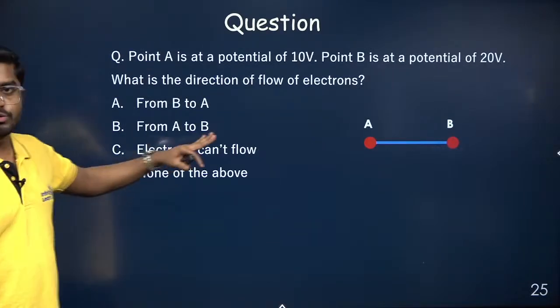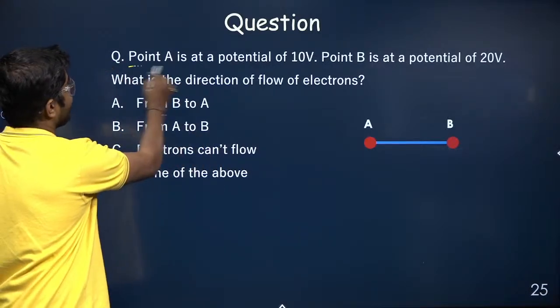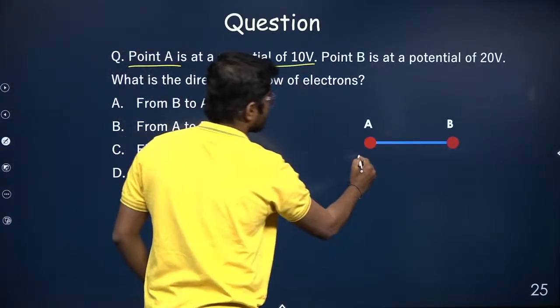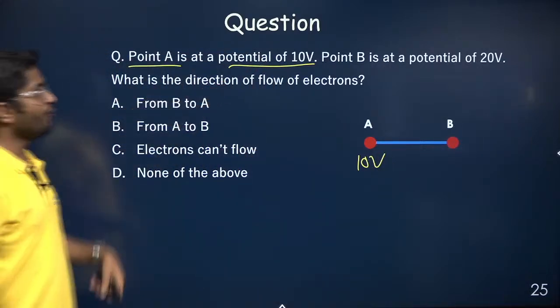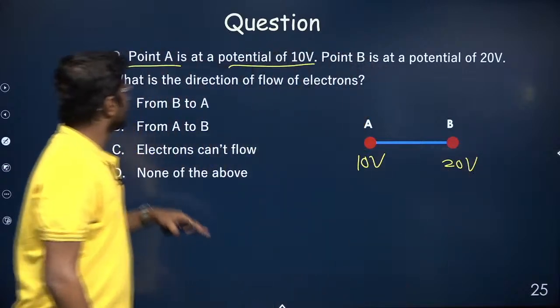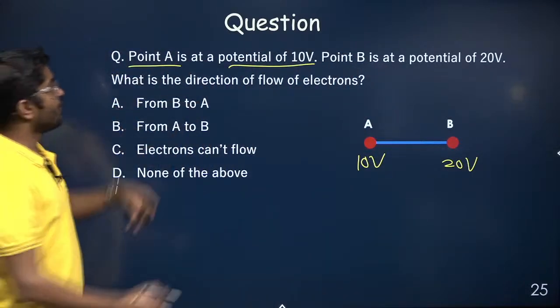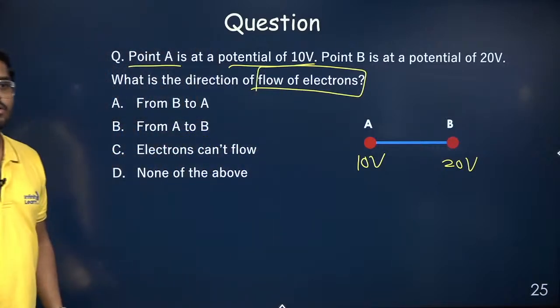So now I'll explain this question. There are 2 points, point A and point B. Point A is at a potential of 10 volt. Point B is at a potential of 20 volt. Correct? So what is the direction of flow of electrons? That is the question.